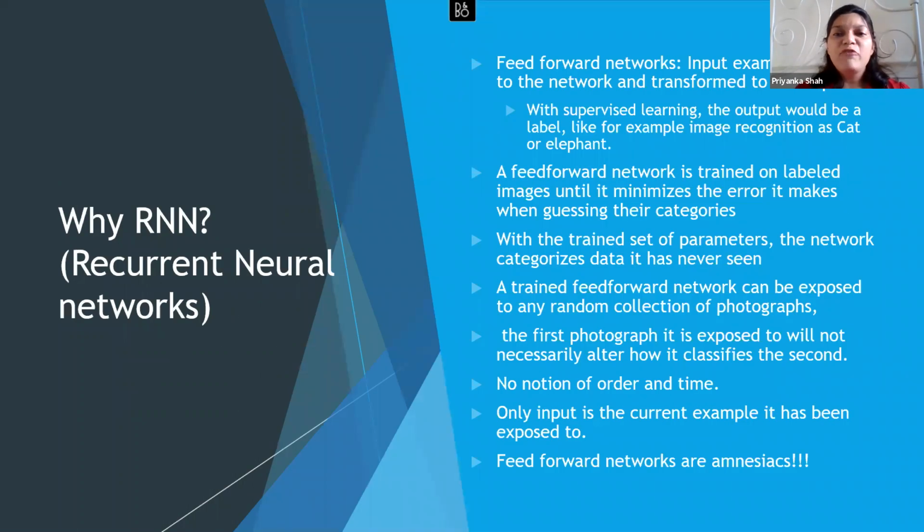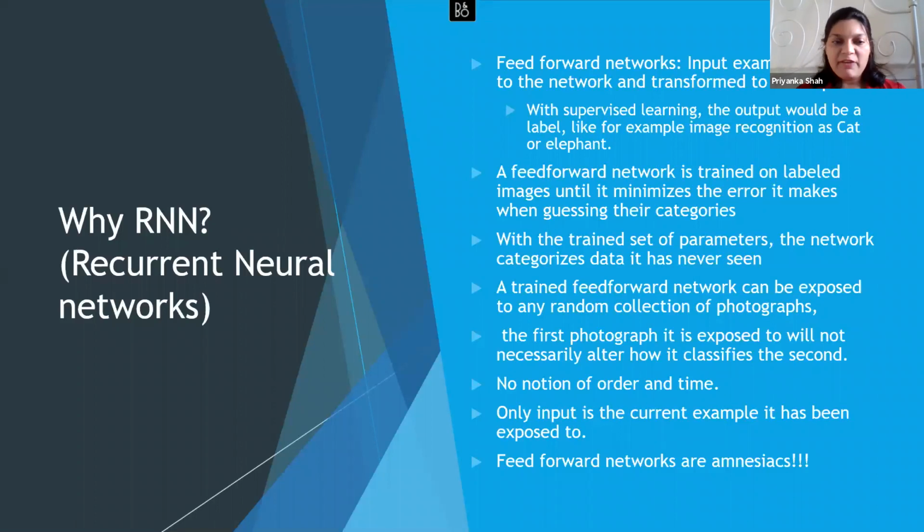Now the problem with feed forward is that, where do feed forward networks actually fail? What are the shortcomings? For feed forward networks, an example is when I show a photograph to it, it will label it as maybe a cat or a dog, again with the use of supervised learning. Since it is supervised, every time it makes a mistake, I step in, correct the error, minimize the error, and then optimize the prediction.